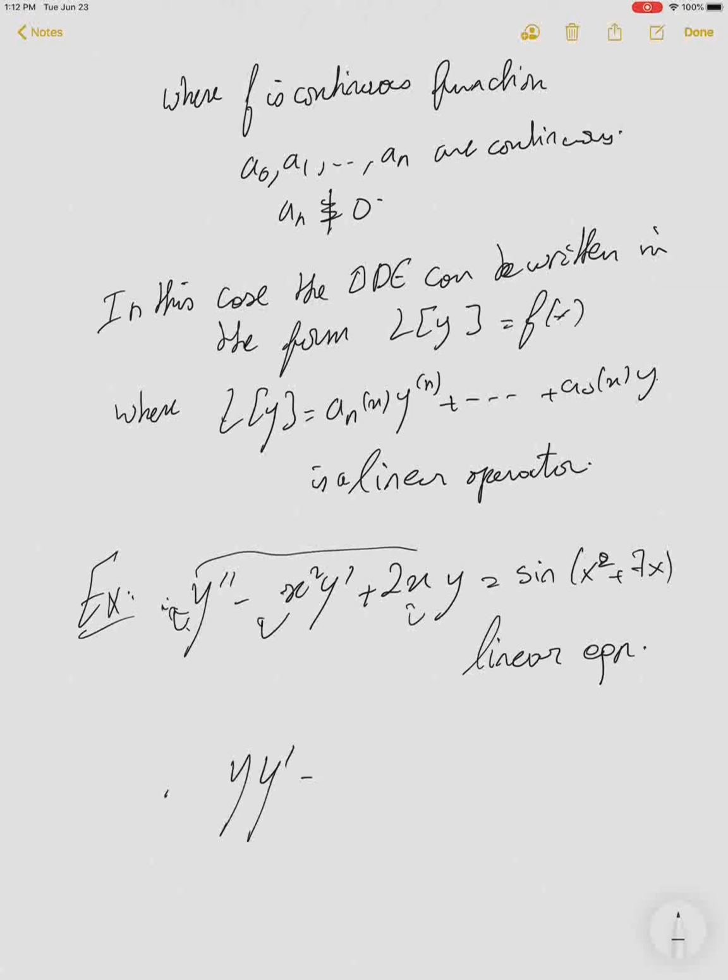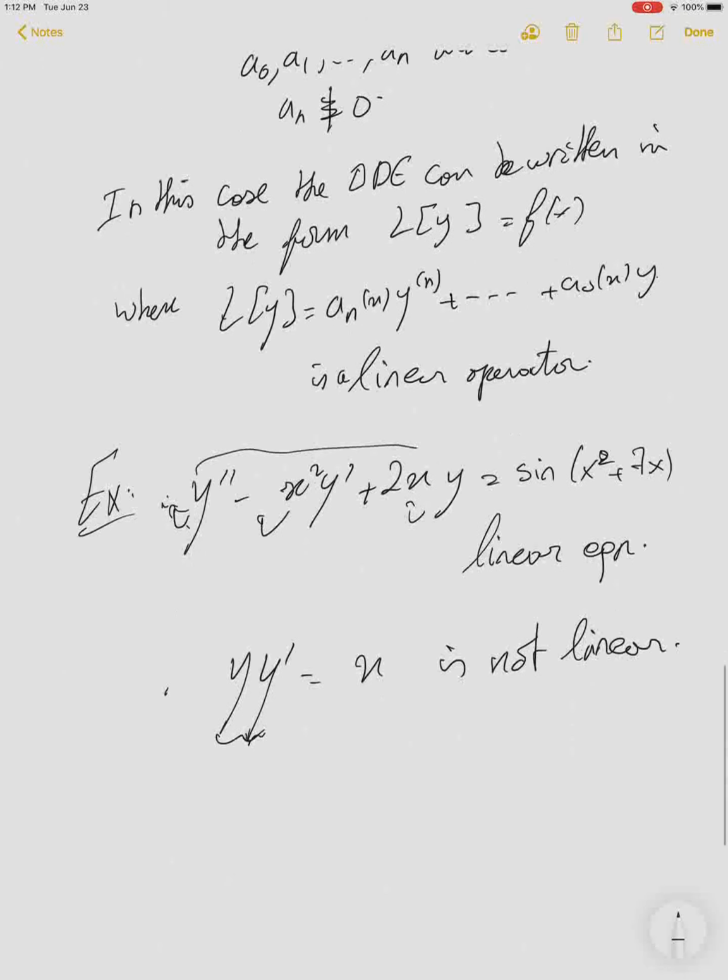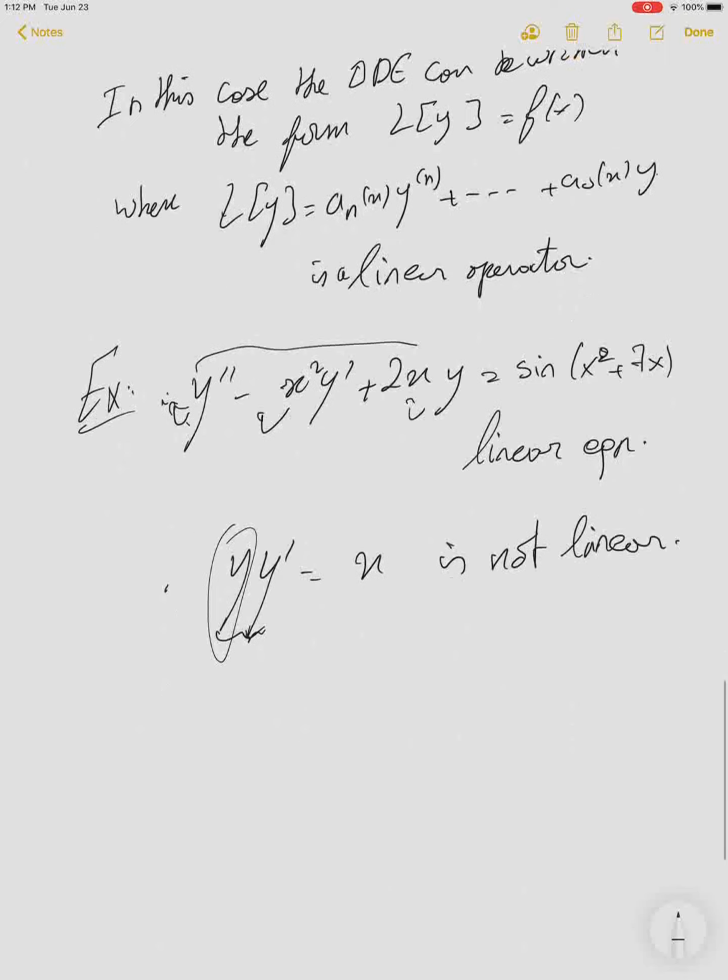However, y y prime equal x is not linear, as we saw. I have y times y prime equal x, and y times y prime is not a linear operator. y prime here is multiplied by a function that depends on y.